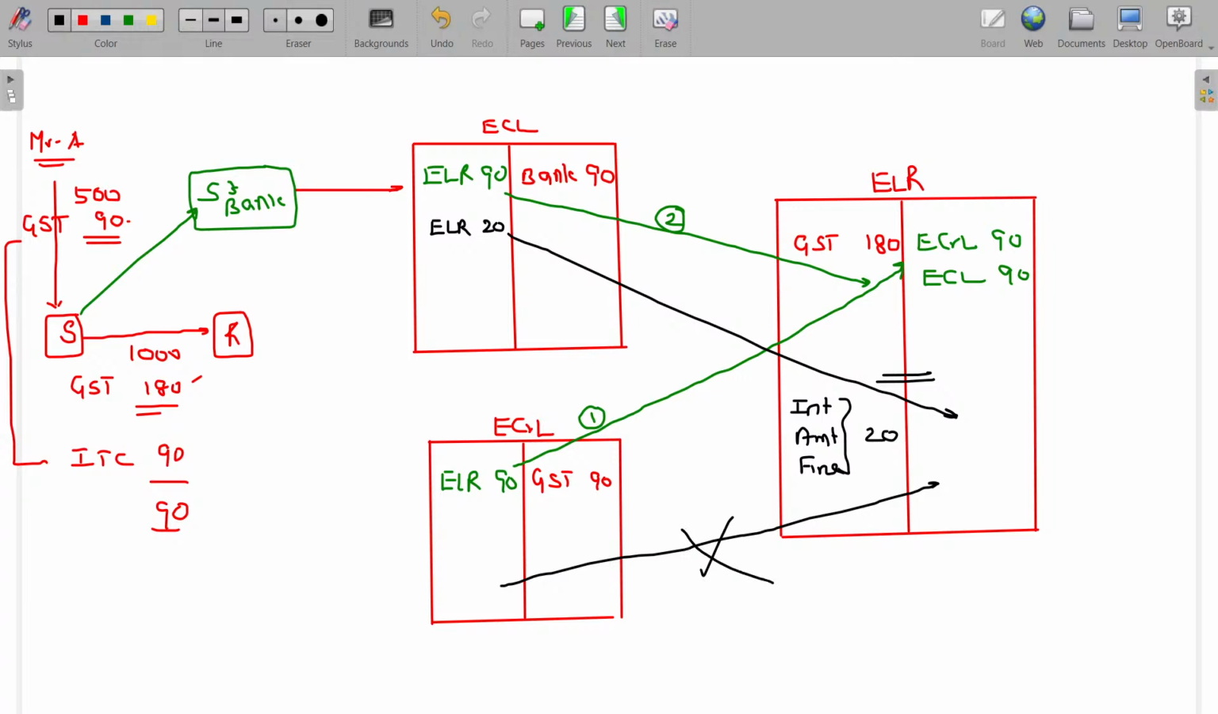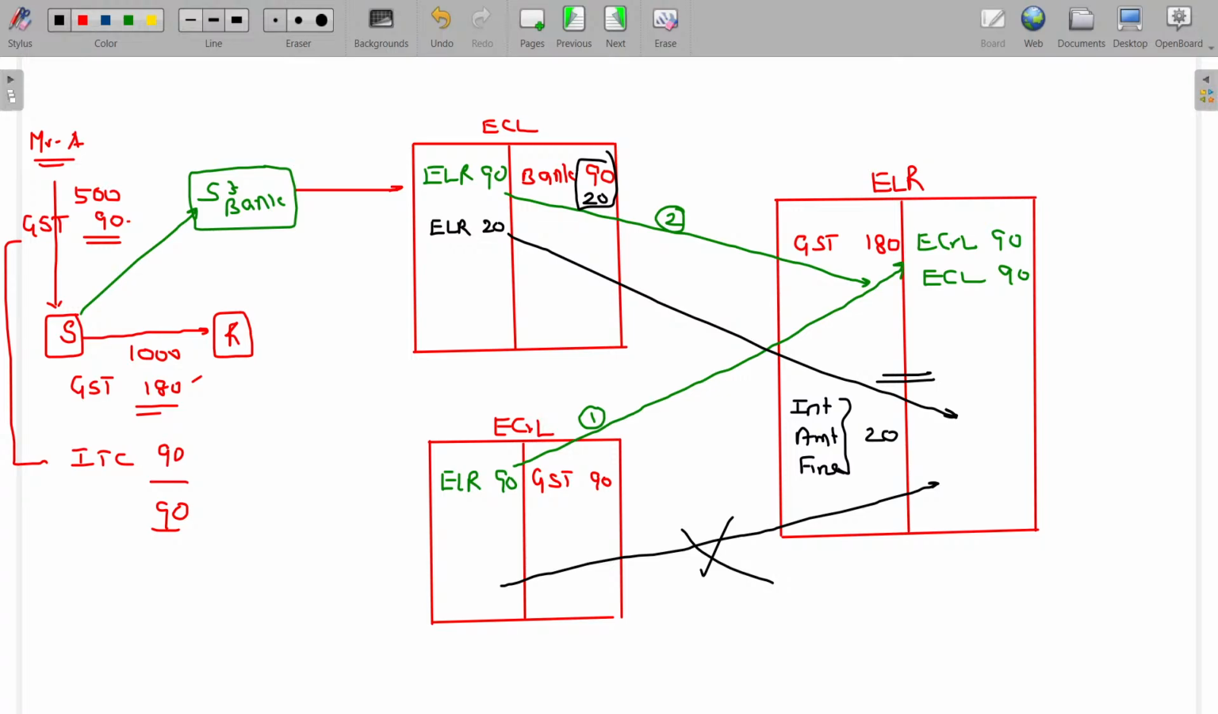The electronic credit ledger can be used only for the payment of output tax. The electronic cash ledger can be used for payment of output tax as well as any other penalty, interest, or amount refundable, whatever it may be. If the amount is not sufficient, you can again transfer another 20 rupees from your bank. This is the process. This is the main process.